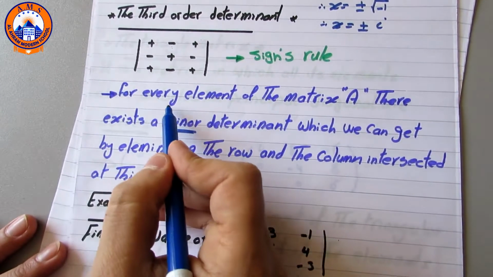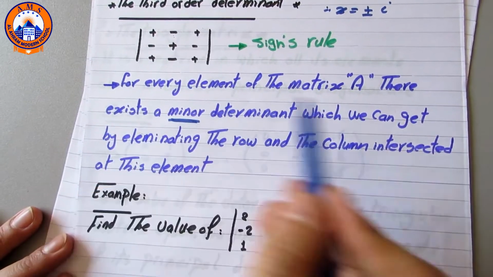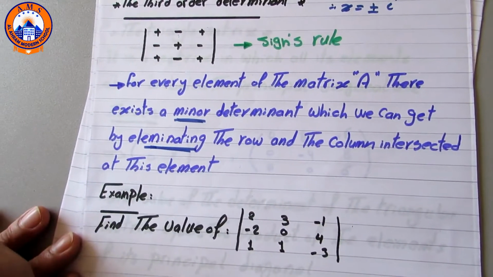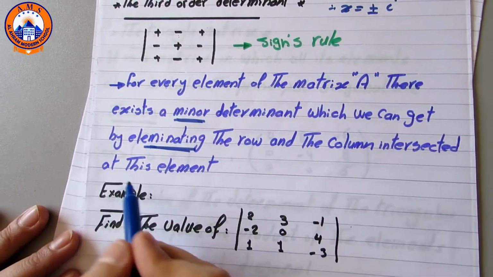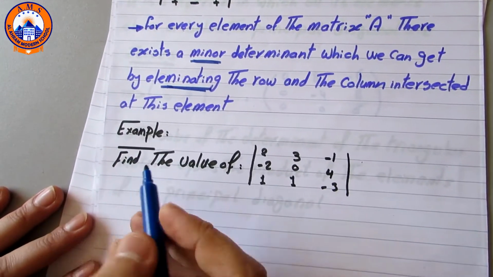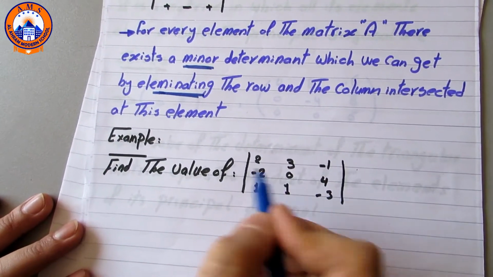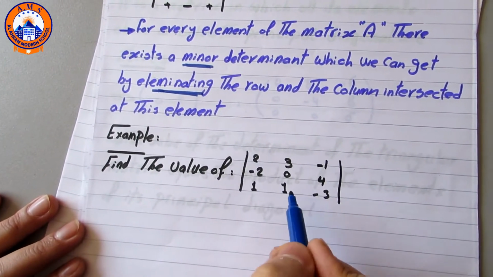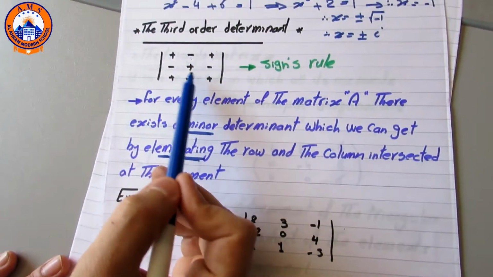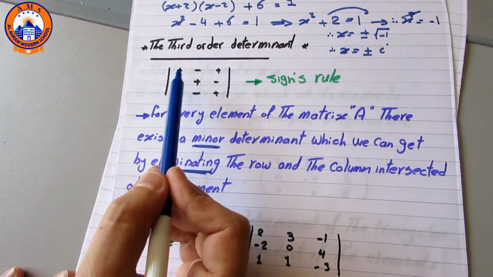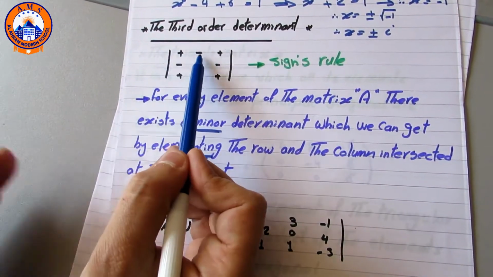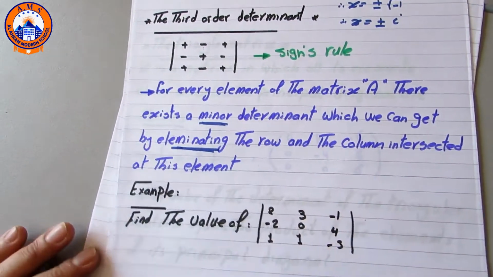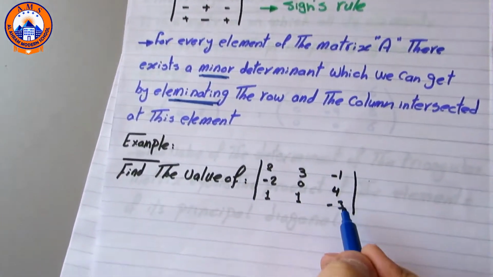So again, for every element of the matrix A, there exists a minor determinant which we can get by eliminating the row and the column intersected at this element. Okay, for example, find the value of this determinant of the third order. So if you have a third order determinant, you have to check your signs rule. If you work with the row, positive, negative, positive, don't forget. If you work on the column, you have positive, negative, positive. So the example, find the value of this determinant.